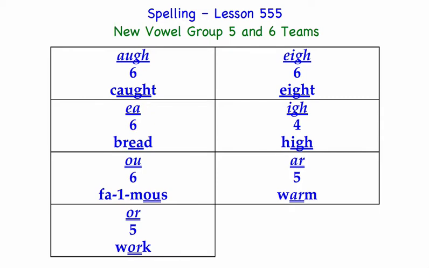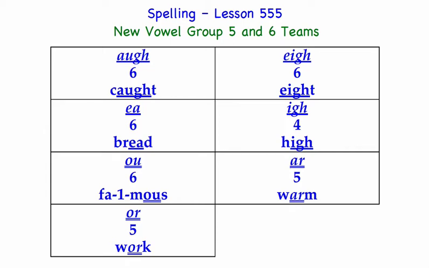This is lesson 555. This is a spelling dictation lesson where I will dictate sentences that will contain teams that you see on this screen. AUGH represents the sound aw in caught. EIGH represents the sound A as in ate. EA as a vowel group 6 team represents the short E sound as in bread. IGH represents the sound I as in high.